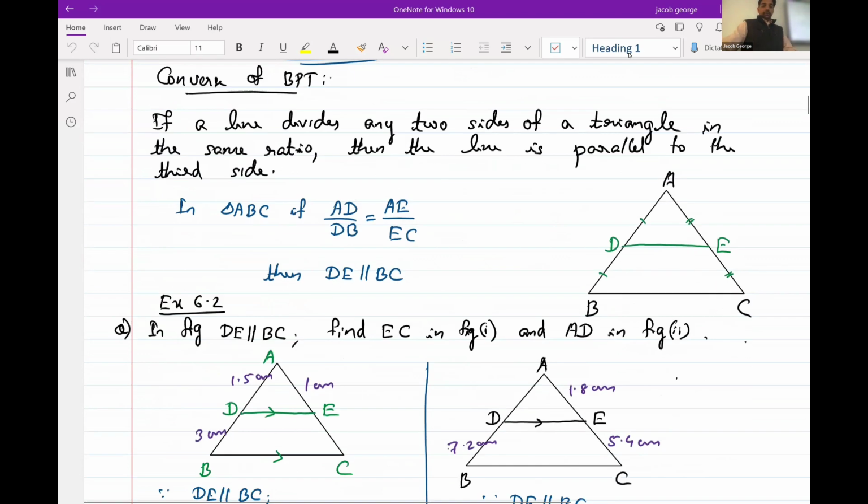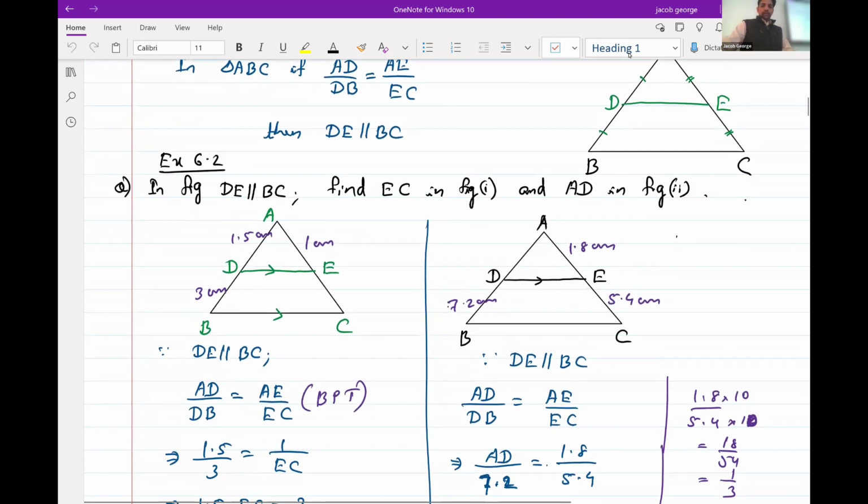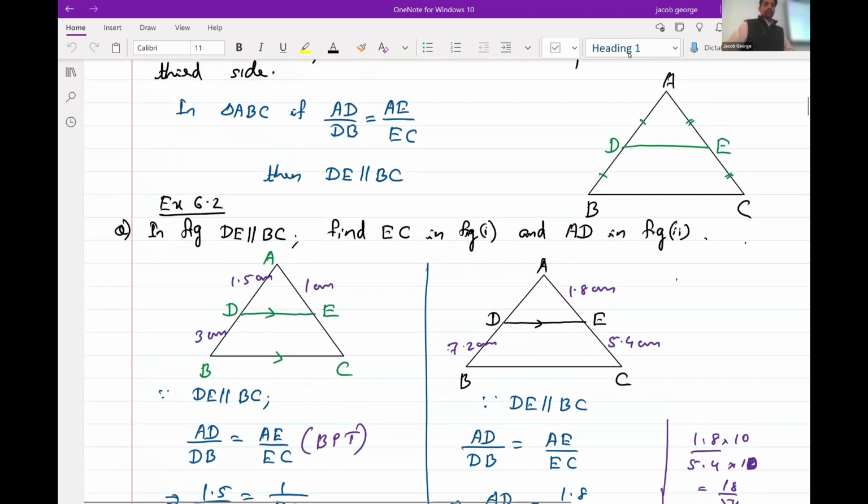Yes. First, in each part, one question, okay, similar type we do. So in question number 1, first subdivision we can do, okay, question number 1. So please copy that one. It is simple question, but quickly we have to do. In figure, DE is parallel to BC. Find EC in this figure 1.